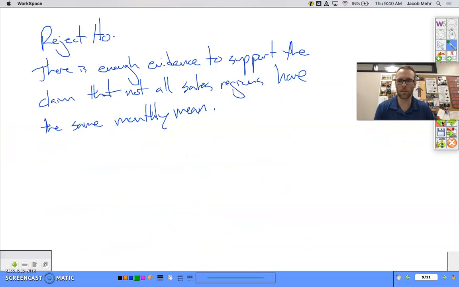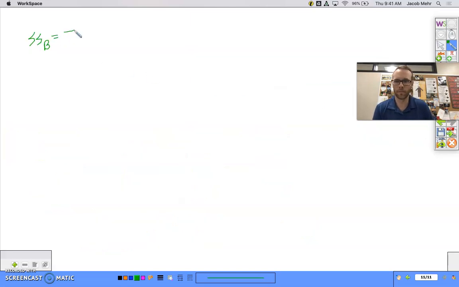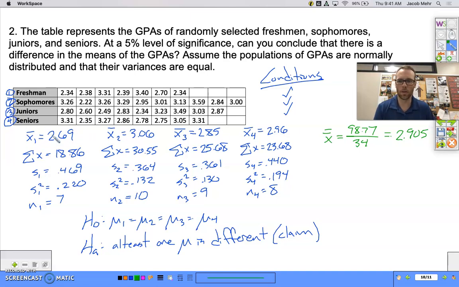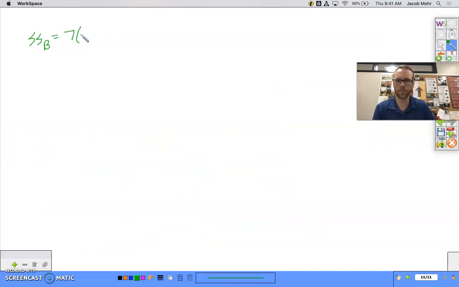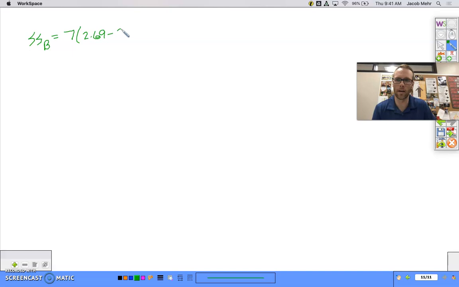So for our first one, sample size is 7 times that sample mean, 2.69, minus the grand mean, 2.905, squared. Now we're going to go to the next one and we're going to add that on.